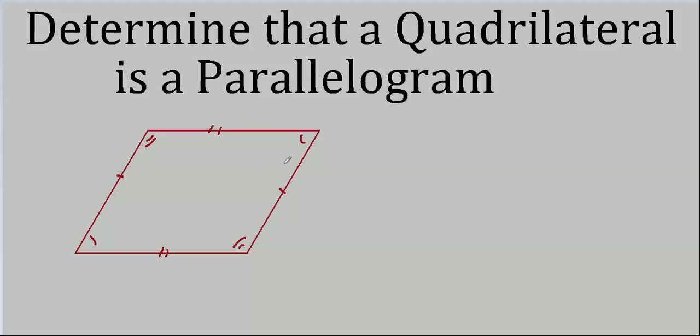Can we go the other way? In other words, if opposite sides are congruent, can we be sure that we have a parallelogram? The answer is yes. It goes both ways. What about angles? If we have a parallelogram, then opposite angles are congruent. Now, if opposite angles are congruent, do we have a parallelogram? Yes. It goes both ways, for both angles and sides.